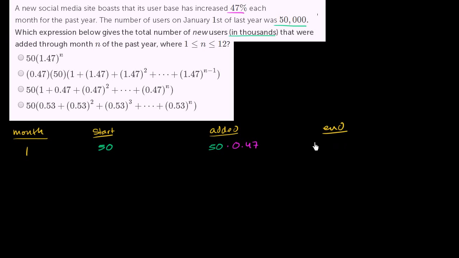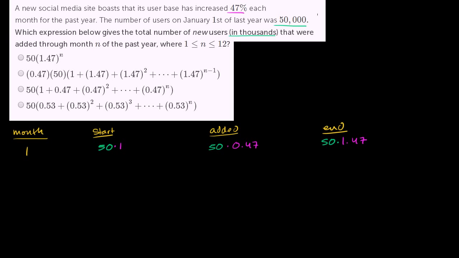So how many do we end with? Well, 50 plus 50 times 0.47, that's going to be 50 times 1.47. If this isn't clear, just think about this. You could rewrite this as 50 times 1 plus 50 times 0.47, that's going to be 50 times 1 plus 0.47, or 1.47. So it's going to be this thing right over here.